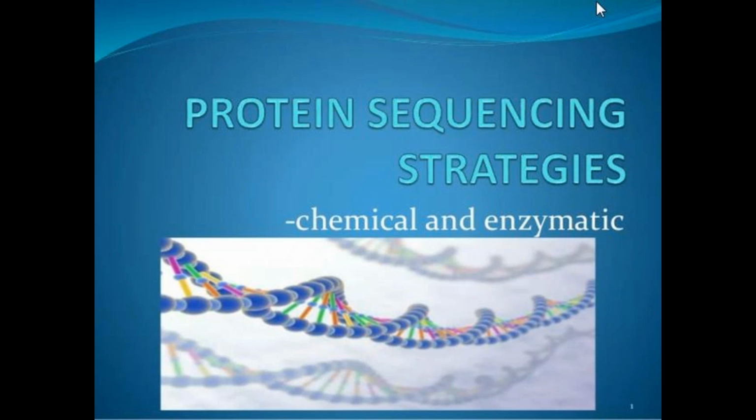And here, normally these sequences are determined by using chemical methods or by enzymatic methods. These two methods are used for the determination of any sequence, it may be DNA or it may be protein. Chemical methods and enzymatic methods are mainly used for the determination of the sequence, that means the composition of the proteins.